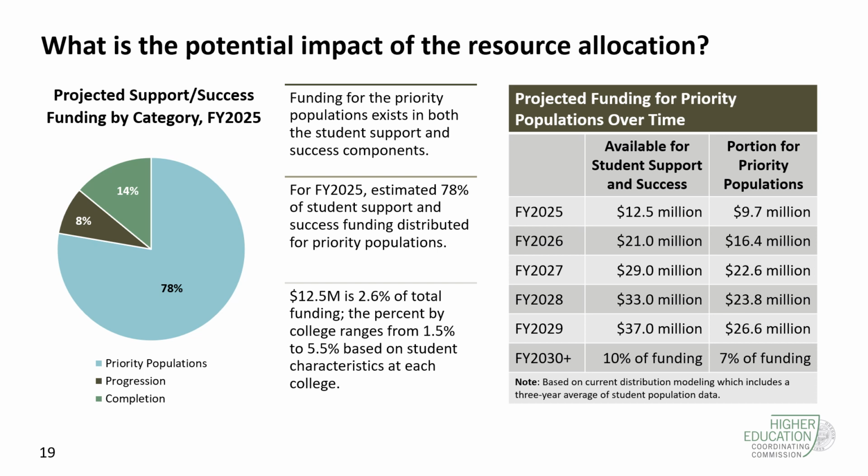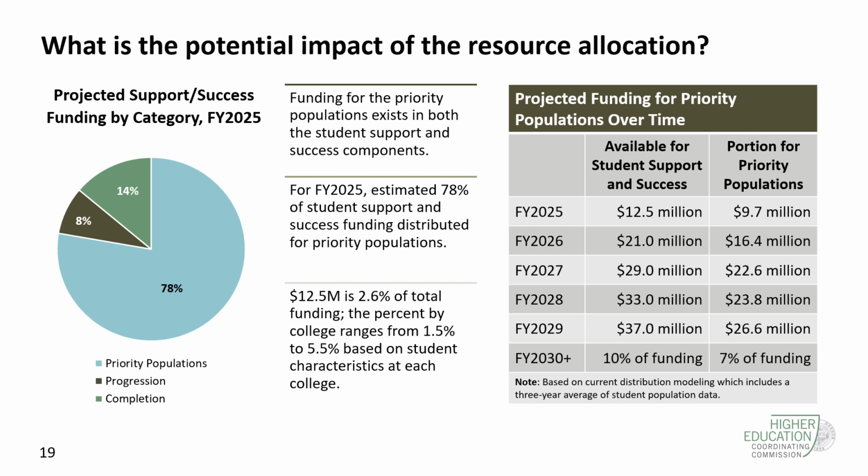And you can see the pie chart very clearly shows that the majority of the funding, almost 80% of it, would be allocated for the 4 priority populations. The remaining 20% would be allocated for progression and completion of all students. And so this is a really heavy emphasis on equitable student success. But funding for the priority populations exists in both the student support and success components. And so that 78%, when you look at the $12.5 million, is roughly $9.7 million.